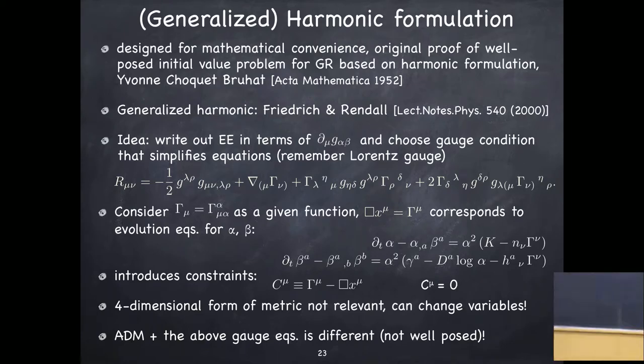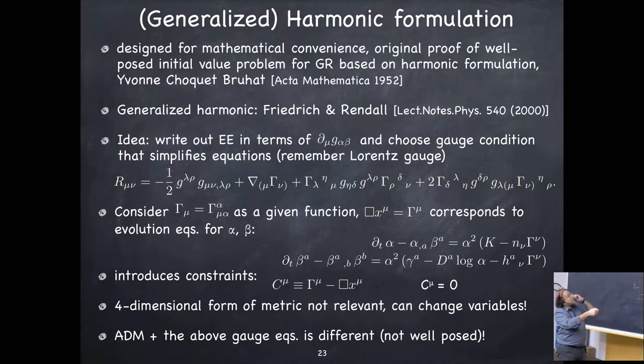There are also other ways of writing down an initial value problem, writing down evolution equations for the Einstein equations. A very important one is the harmonic or generalized harmonic formulation. And this one is really designed for mathematical simplicity, to look as much as possible like the wave equation so that we have theorems that know how to handle this. And this was used by Yvonne Choquet-Bruhat in the early 50s, for the first time, to write the Einstein equations as a well-posed initial value problem, which was a very big, important breakthrough. The way that we usually use this is called generalized harmonic, and it's due to these two people, and you can find the details in this very, very long article.